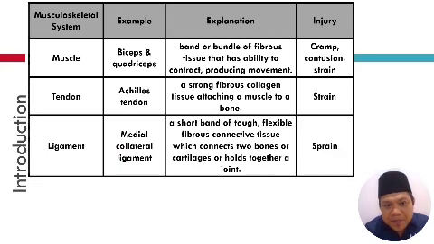And for ligament, for example the medial collateral ligament, or we call that MCL, a short band of tough, flexible fibrous connective tissue which connects two bones or cartilages or holds together a joint. This kind of explanation for ligament can lead to injury sprain.